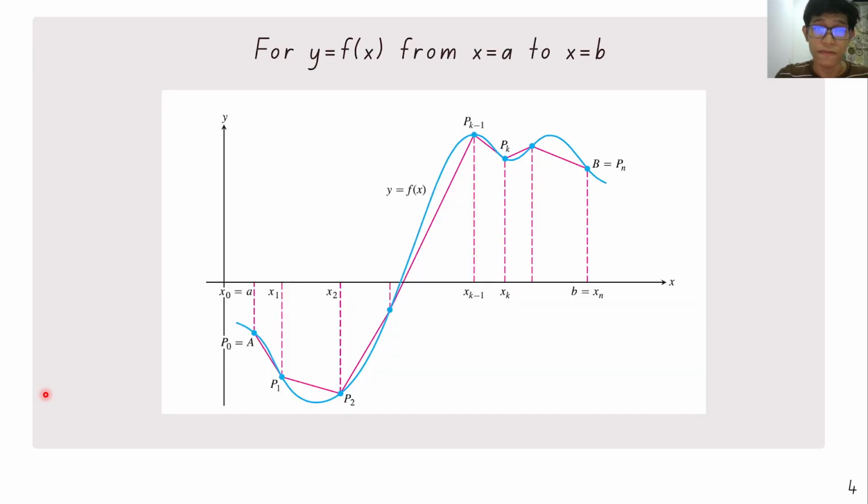For y equal to f of x from x equal a to x equal b, we try to find the length of this blue curve, which starts from point A to point B. But we cannot find it directly, so we have to use line segments to approximate the length of this curve. In each piece of the curve we draw one line segment. So we're going to obtain the formula by using these line segments.